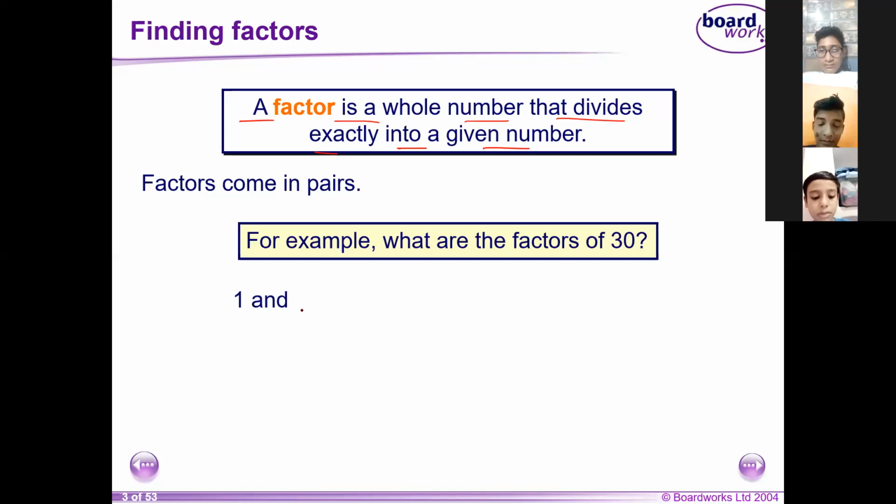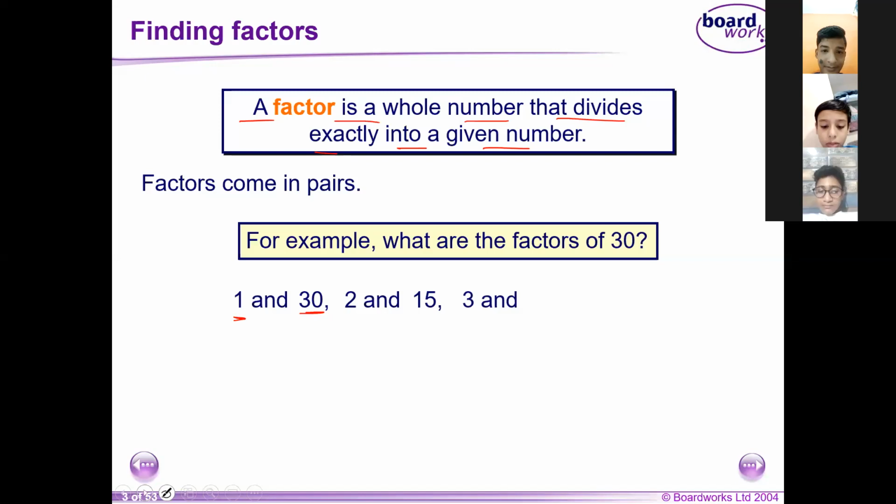So what are the factors of 30? 1 and 30. One thing is very sure, that 1 and the number itself are always factors of the given number. 1 is a factor of every number, and the number itself. And apart from them, 2 and 15, 3 and 10, 5 and 6. So these are the factors.